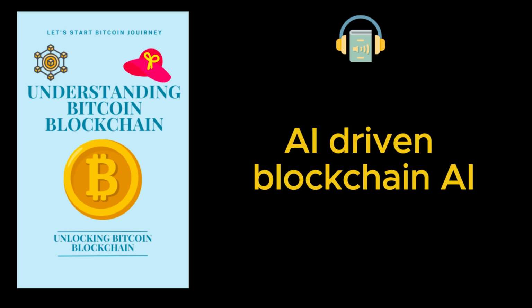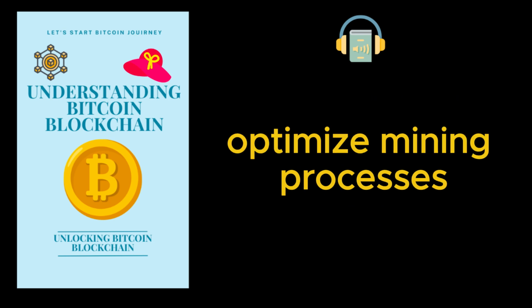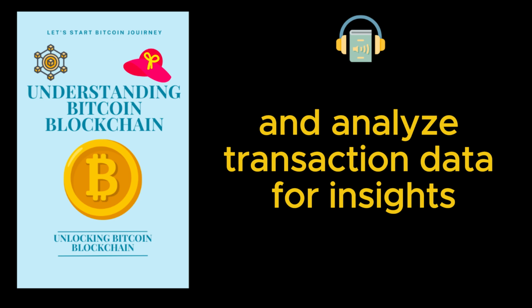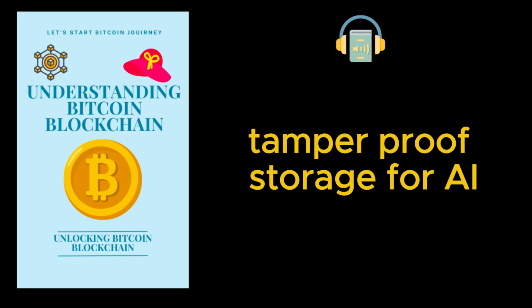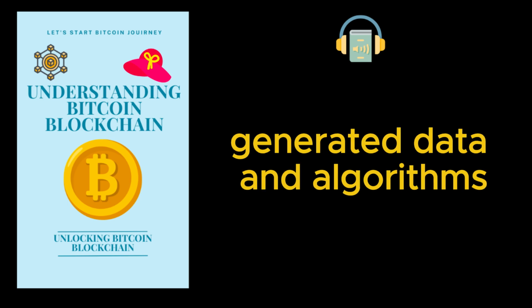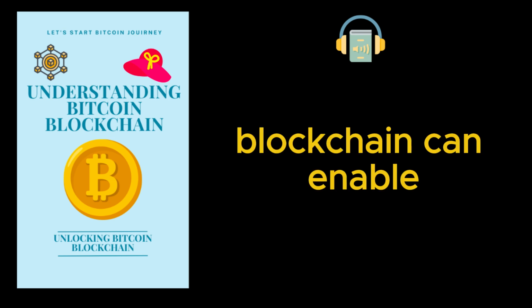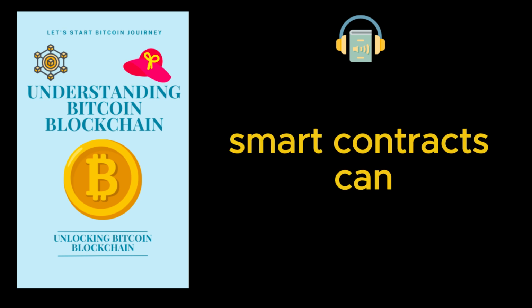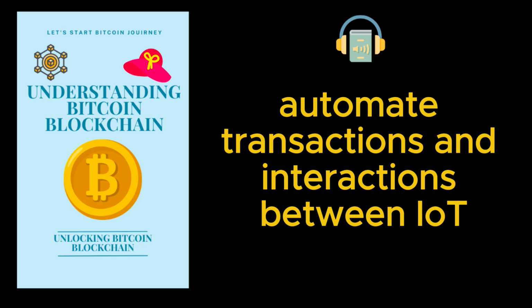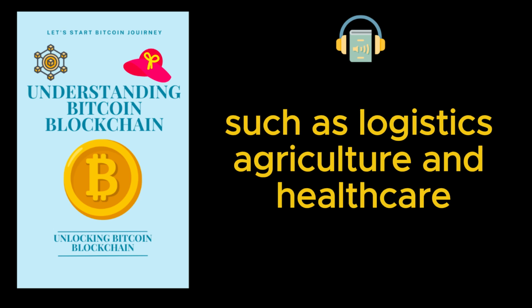AI-driven blockchain. AI can be used to enhance blockchain security, optimize mining processes, and analyze transaction data for insights. Blockchain can provide secure, tamper-proof storage for AI-generated data and algorithms. Internet of Things, IoT. Blockchain can enable secure and decentralized data sharing among IoT devices. Smart contracts can automate transactions and interactions between IoT devices, creating new opportunities for industries such as logistics, agriculture, and healthcare.